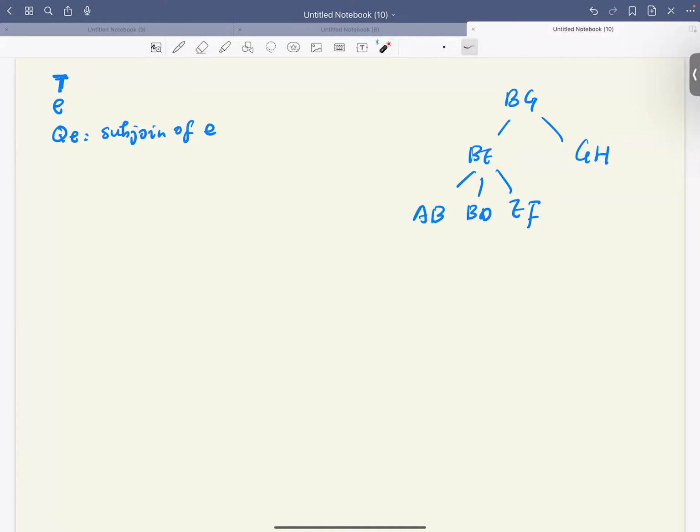So for example, if I say BG is the node E I am talking about, then what is the subjoin? Well, you just look at the subtree. How many relations do you have in the subtree? You got 6 relations, right? So the subjoin of this BG is just the original join.